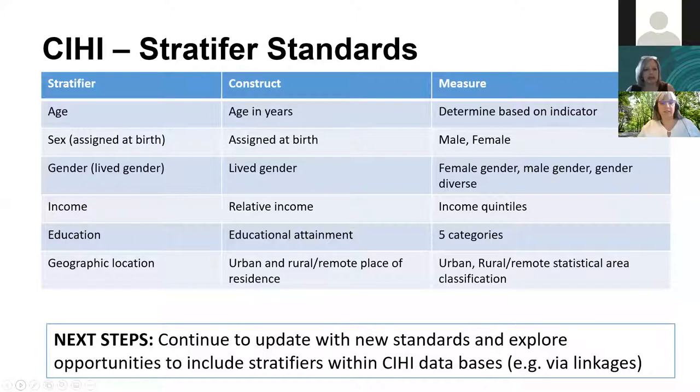This slide just gives an overview of each of the developed stratifiers, the associated construct it is intended to measure, and how they are measured. For example, the stratifier sex is defined in this document as sex assigned at birth, with male and female as the valid options. Next steps in this area of work around the standards are to continue to add new stratifiers to this repository and to explore opportunities to include stratifiers within CIHI databases. For example, you know, are there ways that we can conduct data linkage in order to get them into our holdings? Following that report in 2020, CIHI released draft standards for race-based and Indigenous identity. Next slide.